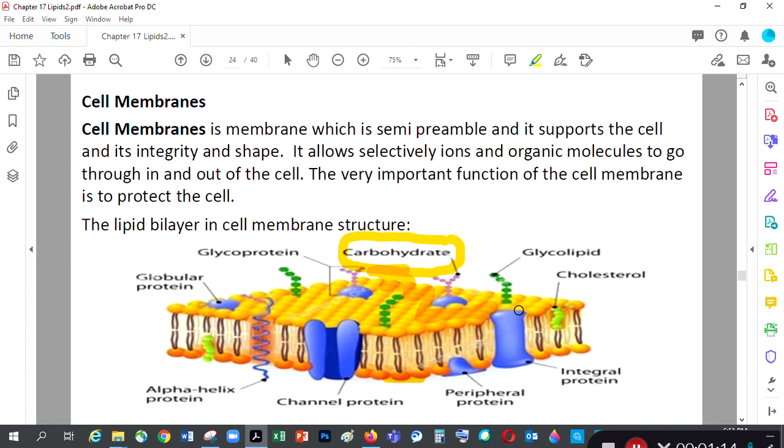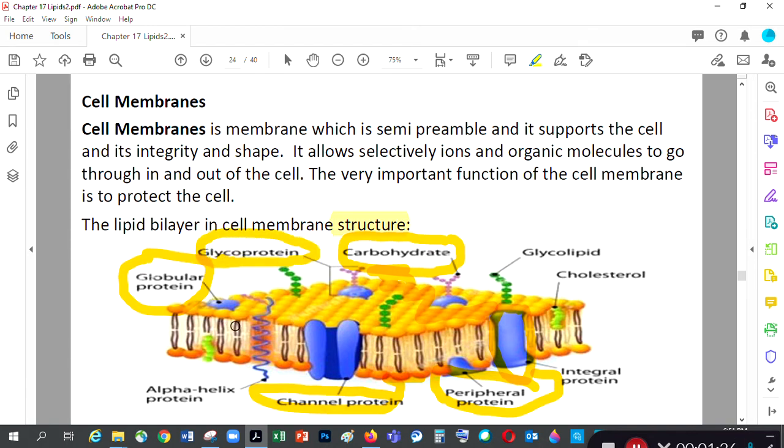And then you have those channels here, the proteins, different channels, different proteins. So this is an integral protein. This is a peripheral protein. This is a channel protein. And this is a globular protein. And this is a glycoprotein. Here it is, sorry. These proteins are very important to help transfer or diffuse the ions or molecules in and out of the cell.